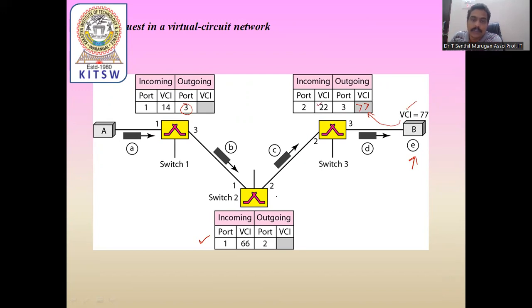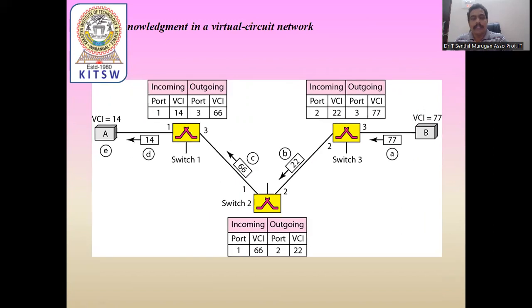So port number 2, what is there? Here 22. That 22 will come here and be updated here. Then it will come here, it is 66, so that 66 will be updated here. Finally, it will reach the source. So it identifies and updates the information based on the setup phase. Once the virtual circuit is formed, packets will be transmitted through that virtual circuit.